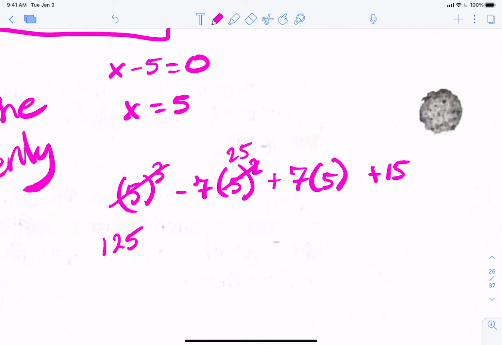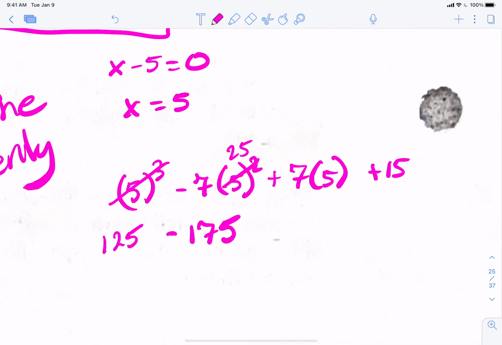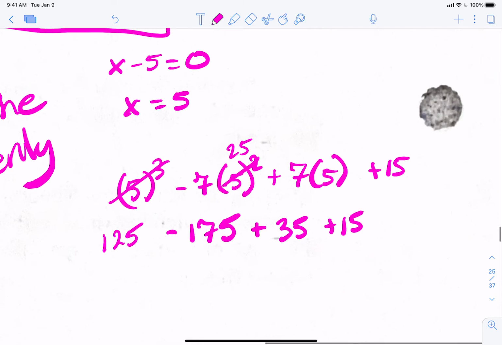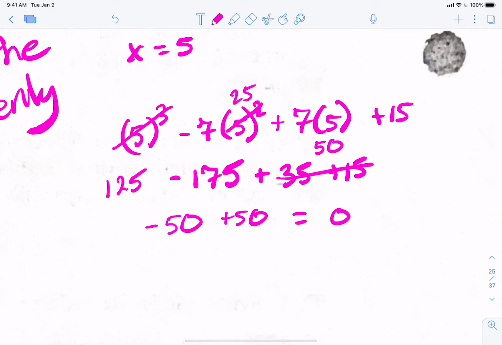Do you know what 25 times 7 is? Do you know what 25 times 8 is? 4 times 25 is 100, so 8 times 25 is 200, but this is one less than that. So this is 175, right? Does that make sense? Yep. Okay, do your 25s like that. Plus 35 plus 15. Okay? All right, 125 minus 175 is negative 50, and 35 and 15 is a positive 50. So negative 50 plus 50 is 0.